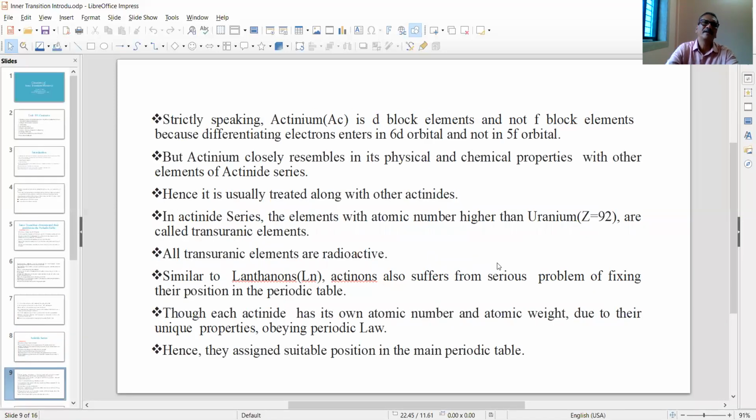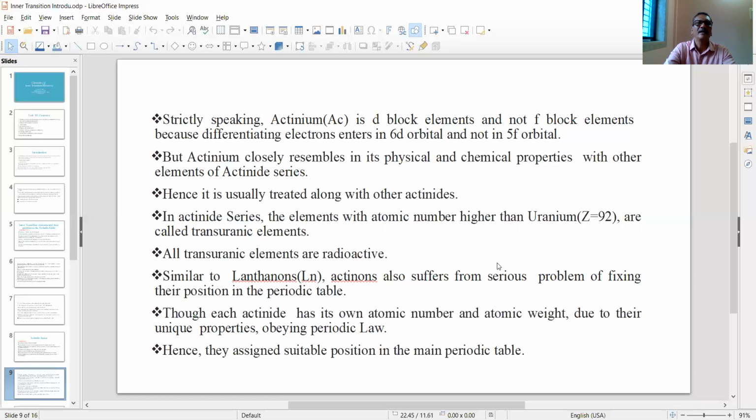Like lanthanum, strictly speaking, in group 3 again, actinium is there. Actinium 89 is a D block element because it has the 5F0 configuration. The incompletely filled 5F shell is vacant in this case, and that is why the differential electron enters the 6D orbital, not the 5F orbital. That is the reason actinium is not a true actinide. But actinium closely resembles the other elements of the actinide series in its physical and chemical properties. Therefore, it is usually treated along with the other actinides.